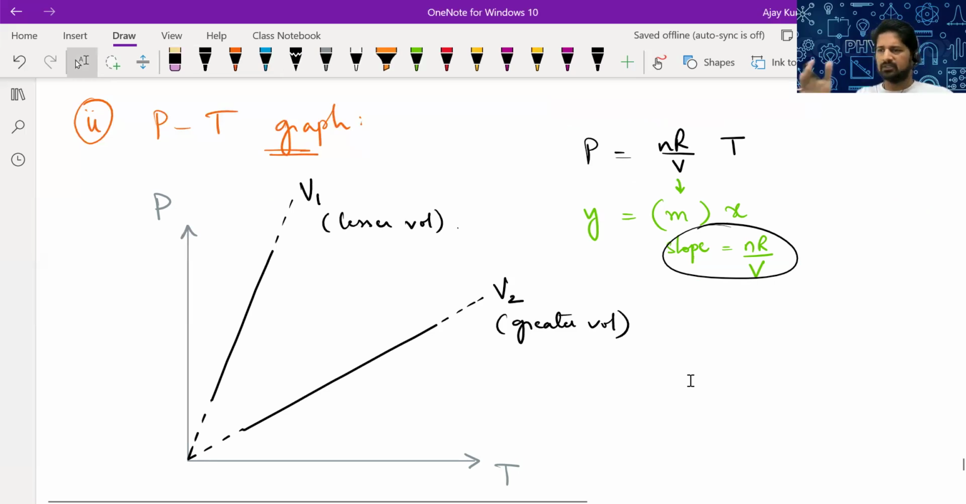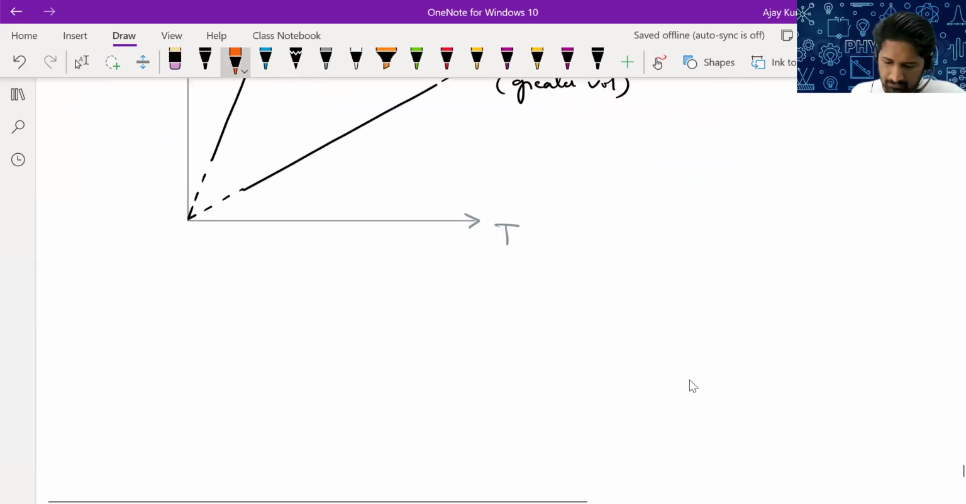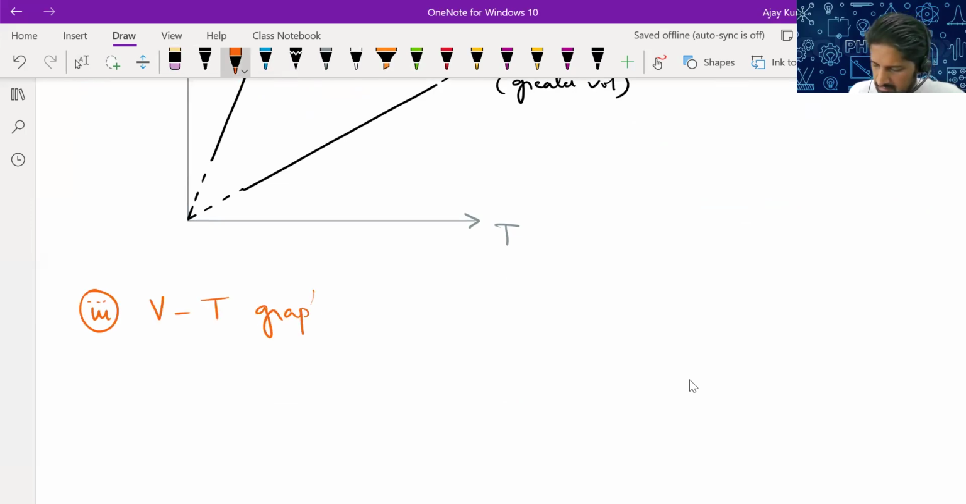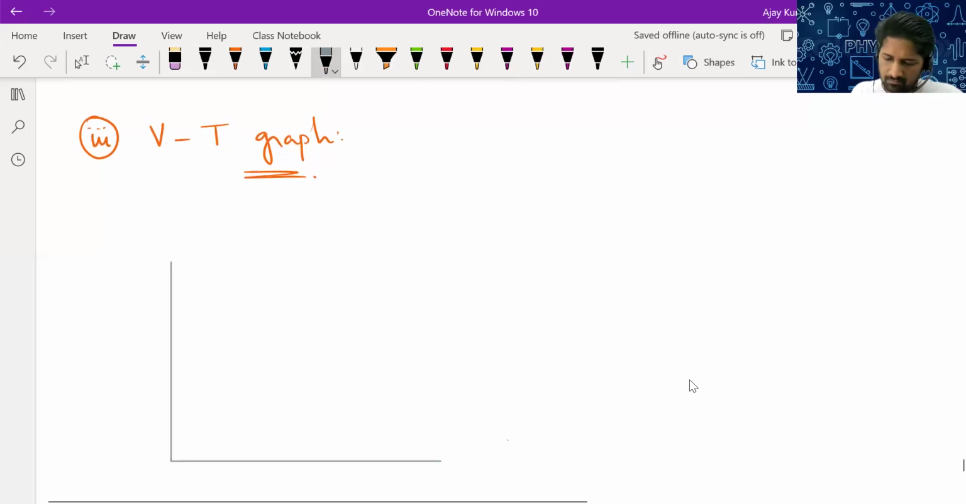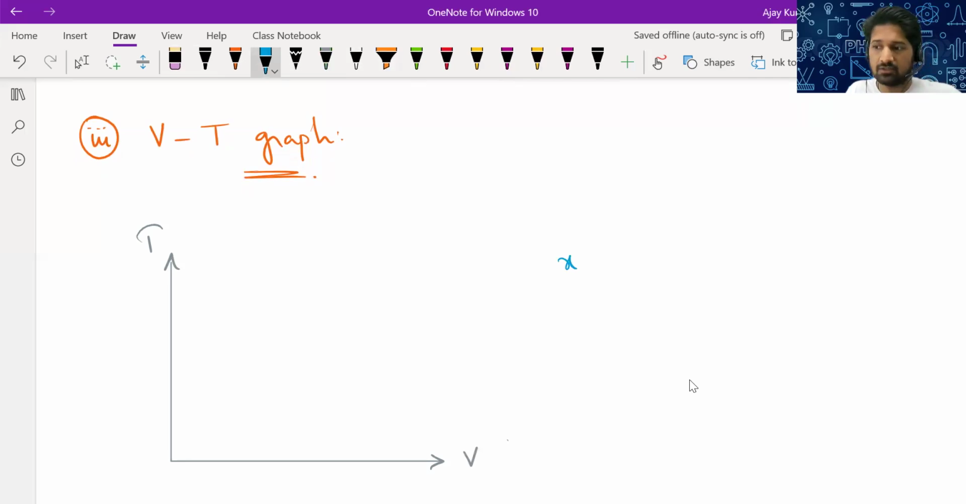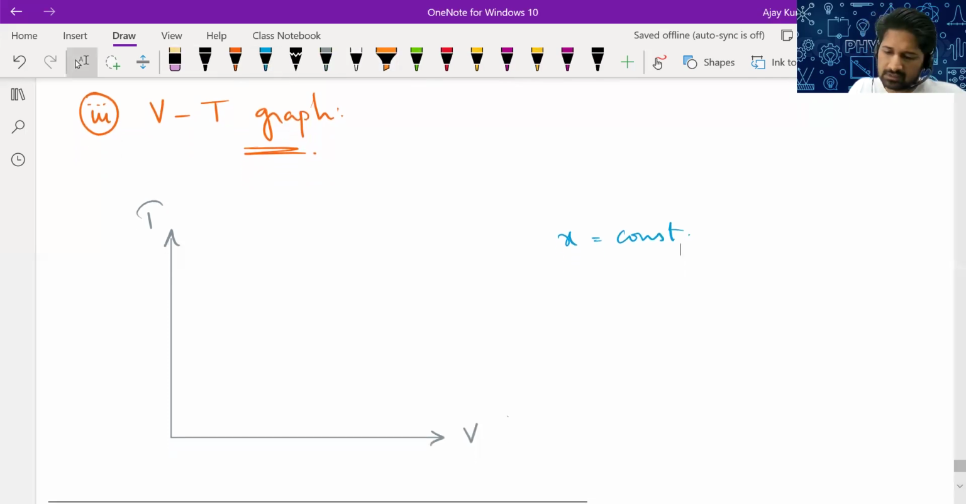PV is equal to nRT, so pressure becomes proportional to temperature. Next, volume temperature graph. Quite simple. Volume remains constant, temperature varies. So depending on which axis you take volume on, you'll have to draw the graph. Let's take temperature on y-axis, volume on x-axis. Since volume is on x-axis and this is a constant volume process, it becomes x is equal to constant again. X is equal to constant represents a graph which is parallel to y-axis. Okay, straight line parallel to y-axis.